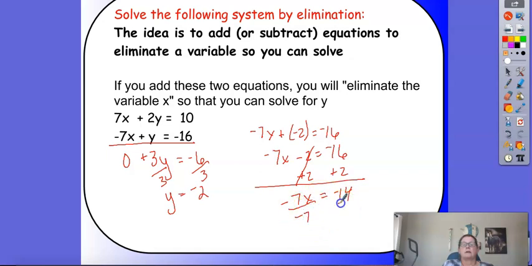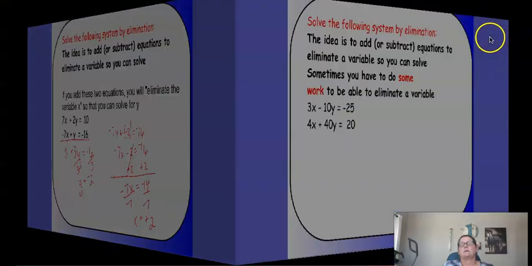Divide by -7. X is equal to a +2. Negative divided by negative is positive. And that is my answer. So that's how you can add them together and you can get rid of them.